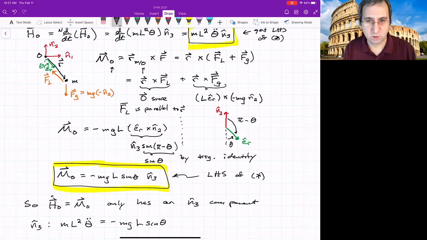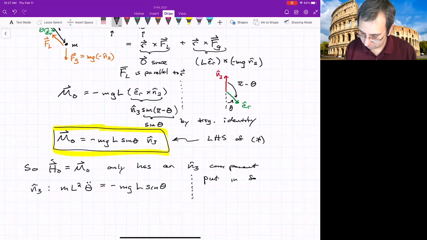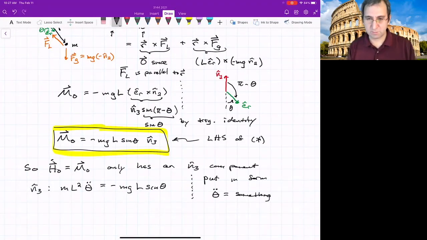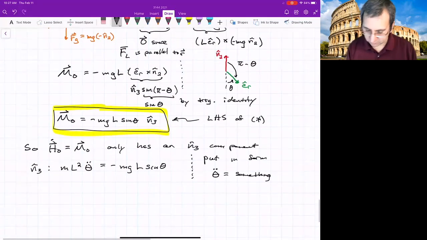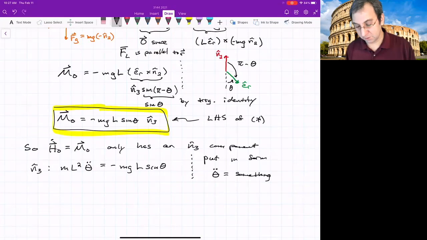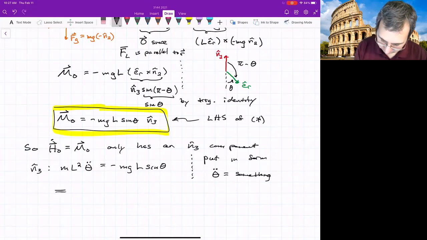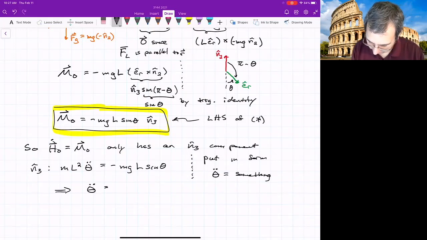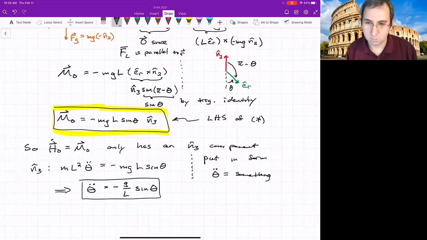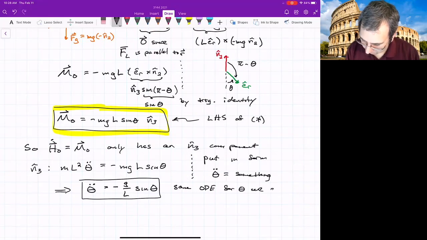And typically we want to put this in the form of the rate of change of our thing equals something. So get our highest derivative by itself on one side, which means in this case, we divide both sides by ML squared. So this gives us theta double dot equals, the masses cancel out and we get negative G over L sine theta. So this is the same ordinary differential equation for theta we got using Newton's laws last time.